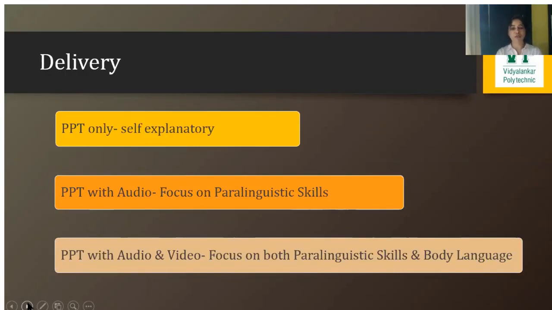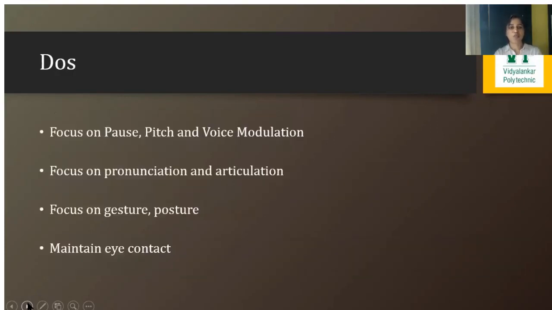Then comes the PPT with audio narration. At that particular time, focus on paralinguistic skills becomes very important. And when we are talking about PPT with audio and video, focus on both paralinguistic skills and body language is there. What are the do's and don'ts related to this?